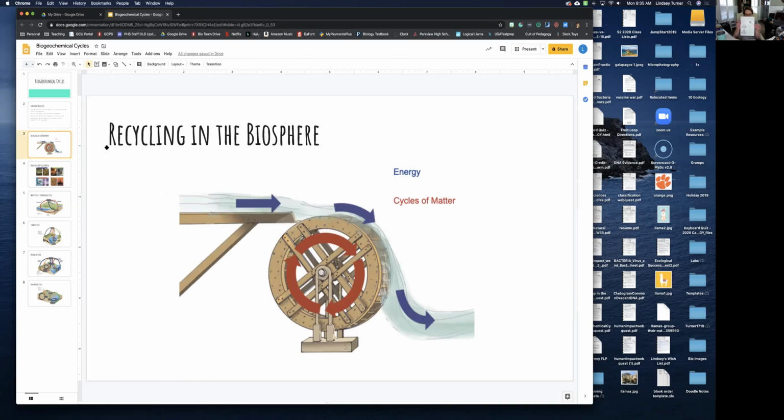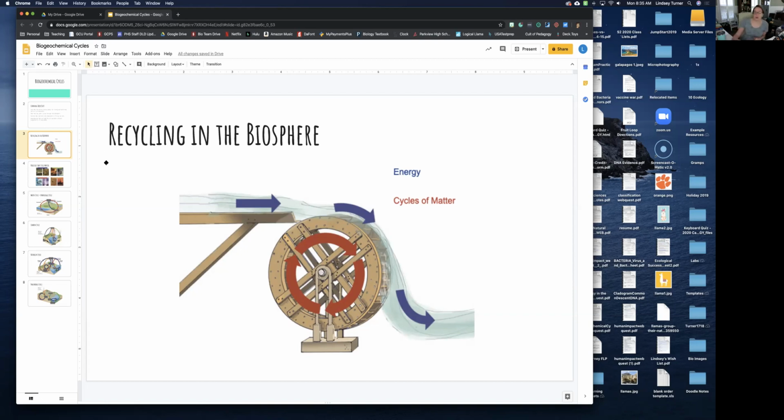Okay. So the big part is that matter is what is recycled. Okay? People like to say that energy cycles. Energy doesn't cycle. Energy flows. So matter cycles, okay, over and over and over again, but energy is going to flow, and it's only going to flow in one particular direction. Okay, it can't go back and forth. It can only flow in one particular direction.